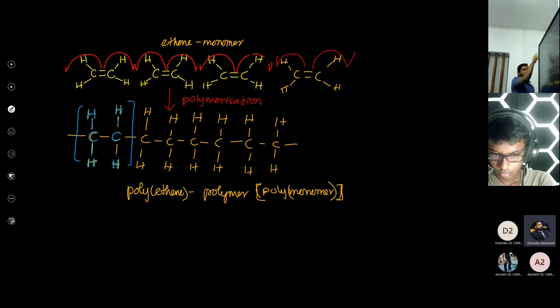The monomer is this. That's double bond. It has a double bond. And the part which is repeated again and again is called repeating unit. Repeating unit.